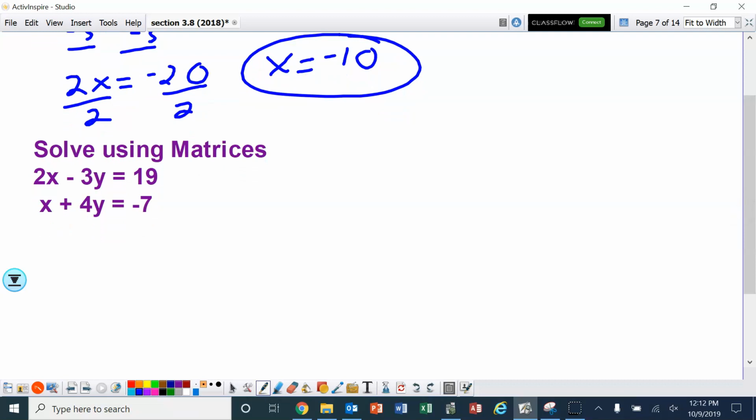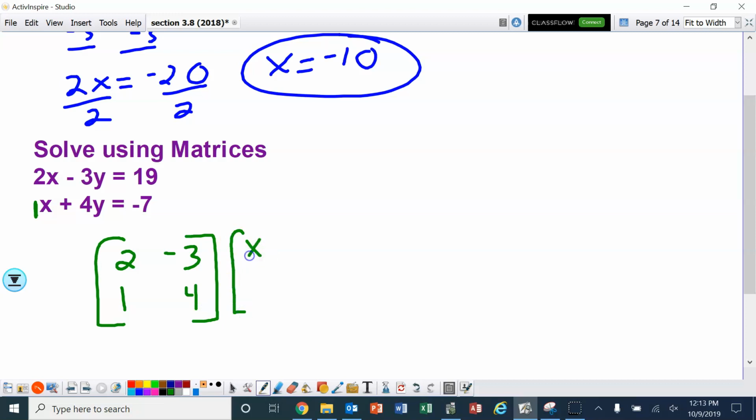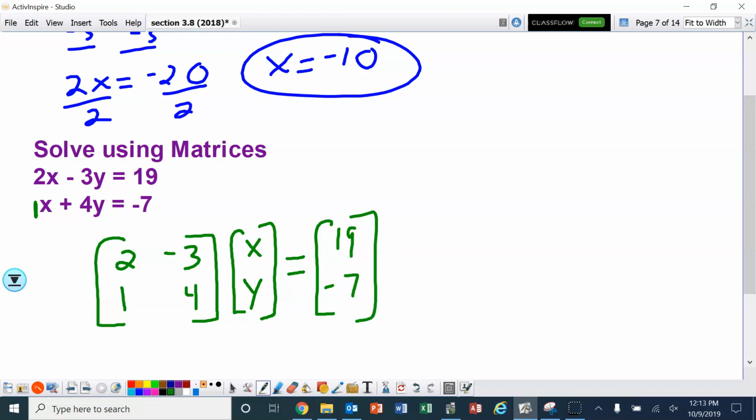Okay, so we're going to use the matrix to solve a matrix equation. All right, so the first thing we're going to do is make a matrix out of this system. So the first matrix, we put just the numbers in. 2, -3, 1, and 4. Again, there's a 1 in front of the x, but you don't see it. The next matrix are the two letters, x, y. Okay, equals. The third matrix is 19 and the -7.